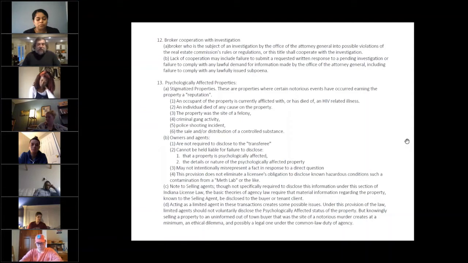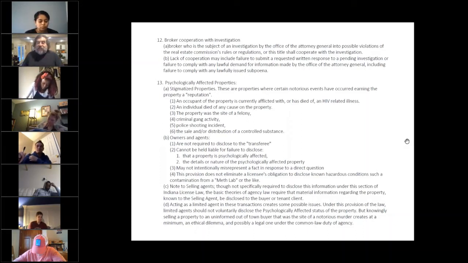Number 13, a stigmatized property is a certain property that has a notorious event that may give it some kind of reputation. There are a couple of them we talked about. The occupant currently afflicted with or died of HIV. HIV is considered psychologically affected property. If an individual died of any cause on the property, homicide, suicide, natural causes. If the property was the site of a felony, gang activity, a police action shooting, or the sale, manufacture, or distribution of a controlled substance. These are those that we have spoken about. They are called a stigmatized property.